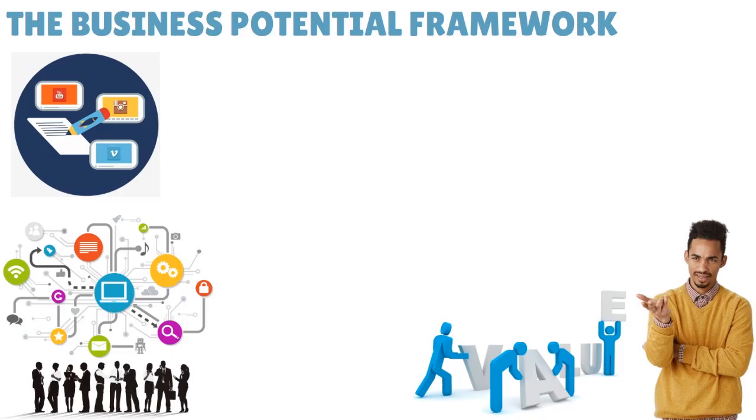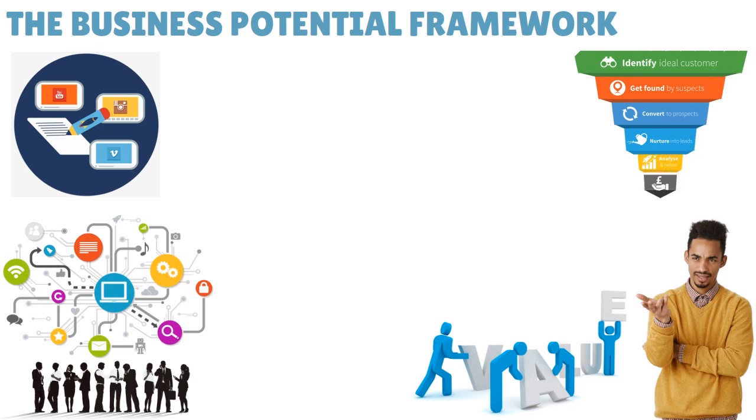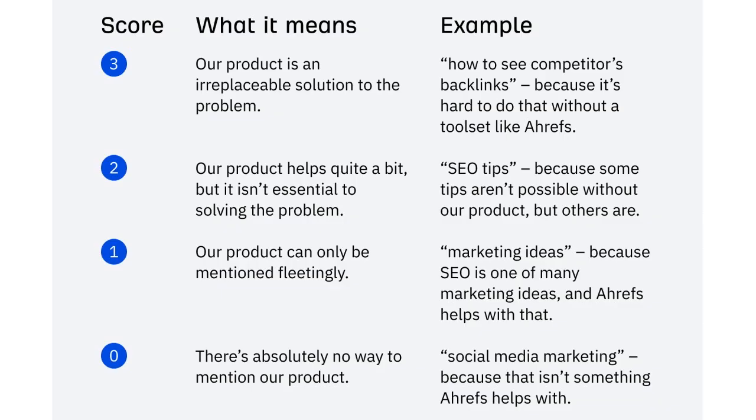So instead of sorting content by stages of a sales funnel, you rate it based on how closely it relates to your product. Okay, so this is really important, and I want you to really look on the screen right now, the screenshot that I have here. So basically, you can score your product from 0 to 3, with 0 being there's absolutely no way to mention your product, to 3, your product is an irreplaceable solution to the problem. This is important to really understand how to position your content. It's really good, especially in terms of flexibility.